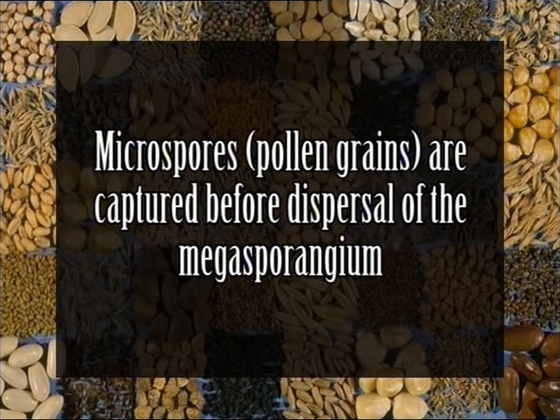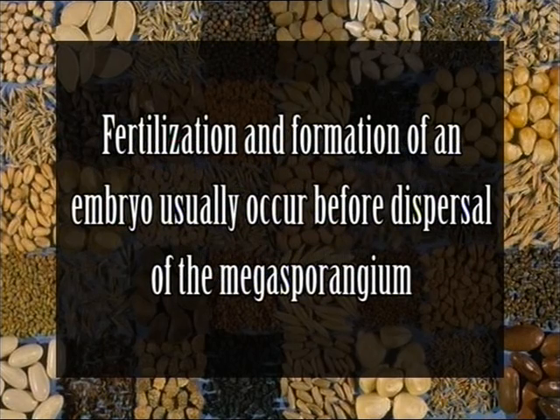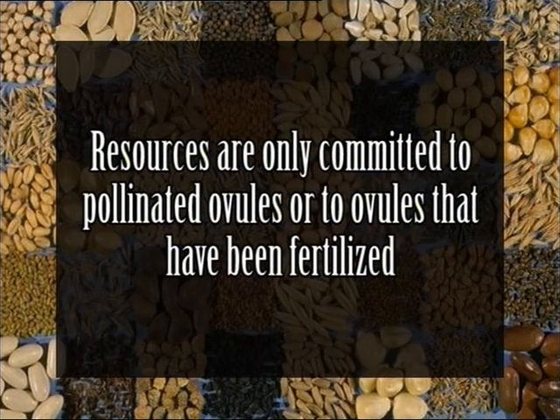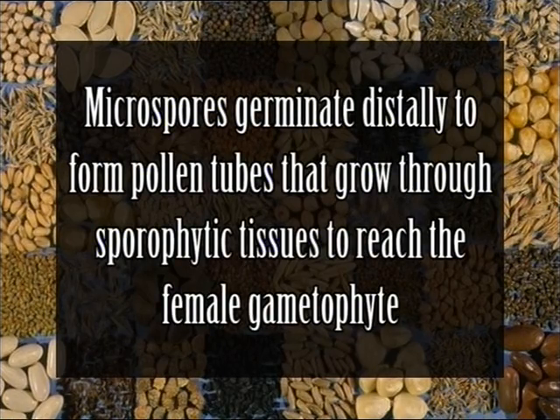And microspores, pollen grains, are captured before dispersal of the megasporangium. One more thing is that fertilization and formation of an embryo usually occurs before dispersal of the megasporangium. Then resources are only committed to pollinated ovules or to the ovules that have been fertilized. And of course, one more very important feature is that microspores germinate distally to form pollen tubes that grow through the sporophytic tissue to reach the female gametophyte. The challenging issue for you is, however, to know why these characters evolved and how they are interrelated.